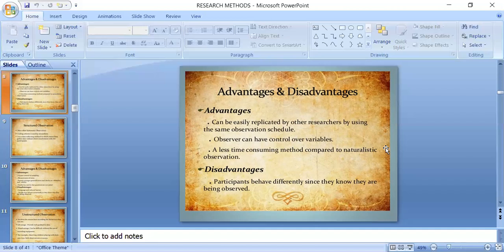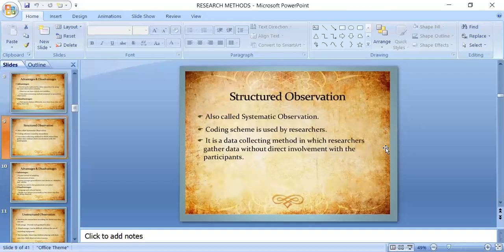Disadvantage: participants behave differently since they know that they are being observed. They become vigilant, they become more anxious that they are being studied. This is a human phenomenon. Once you notice that someone is watching you, you behave very carefully. So this is one of the disadvantages.